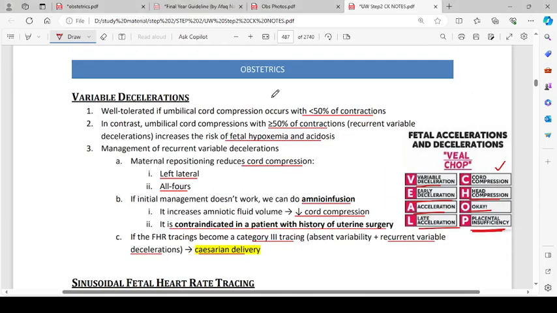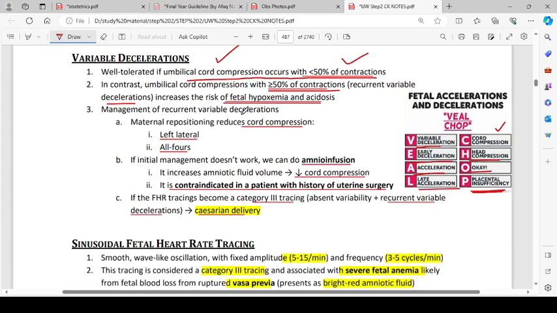So we were talking about variable decelerations. They are well tolerated if umbilical cord compression occurs with less than 50% of contractions. Variable deceleration is because of umbilical cord compression. In contrast, with umbilical cord compression in 50% or more of contractions, recurrent variable decelerations occur and increase the risk of fetal hypoxemia and acidosis. Management of the recurrent variable deceleration.